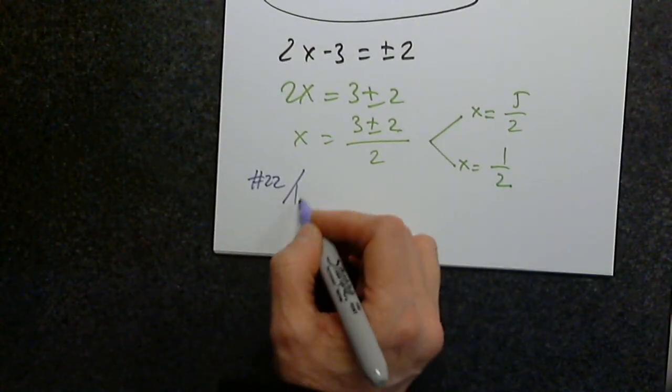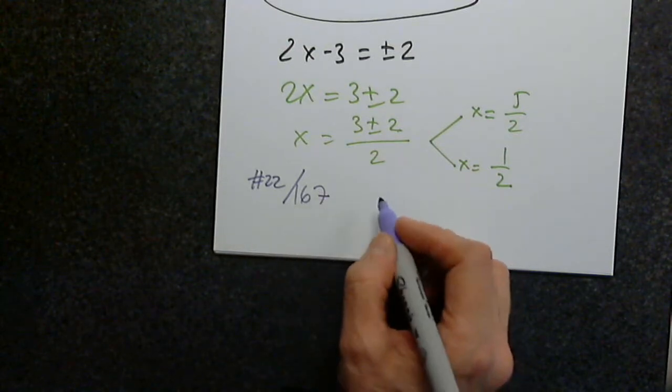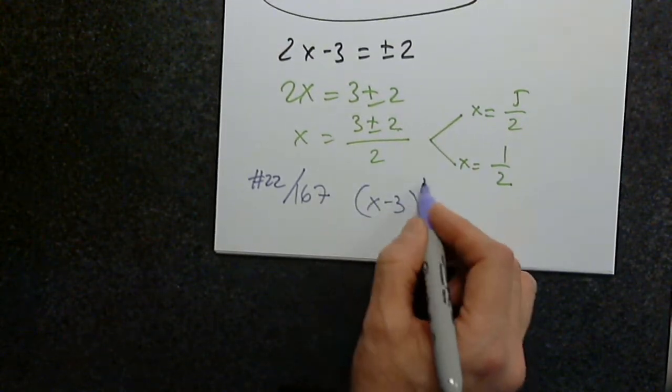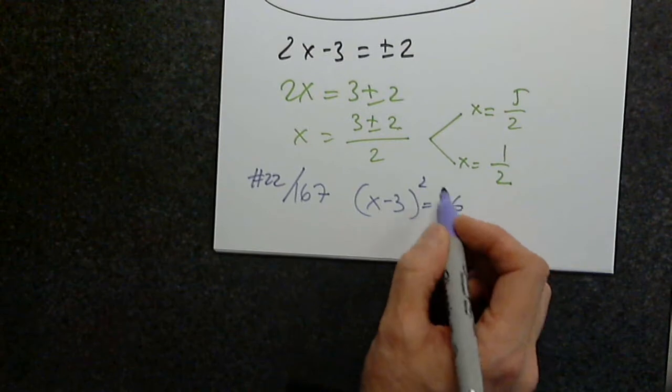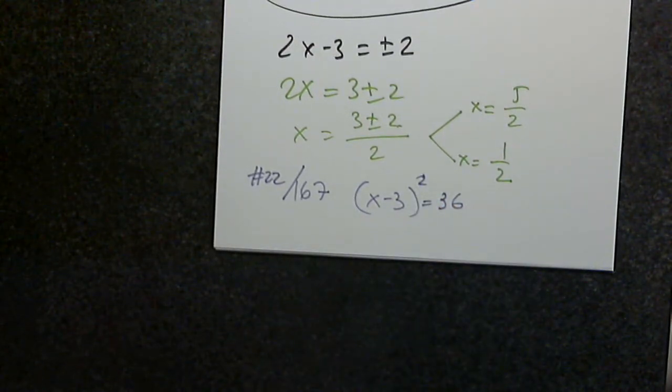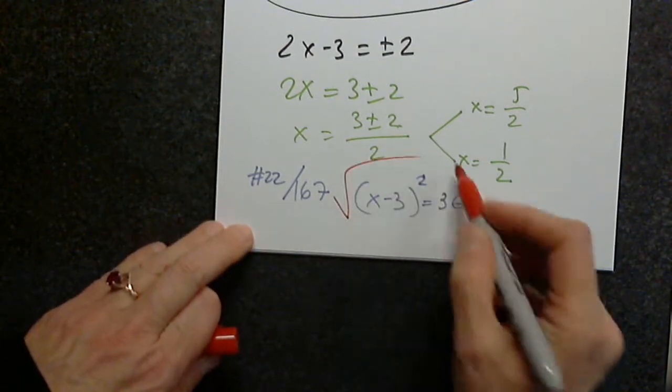We are on page 167. X minus 3 everything squared equals 36. A simple problem. I hope you're going to find it easy. So what type of equation is it? Well, still quadratic. We're still working on quadratic. So how many solutions do we have to get? 2. So is it already set up for taking square roots? Yes, it is already set up for taking square roots.